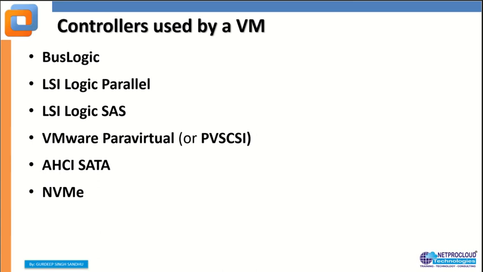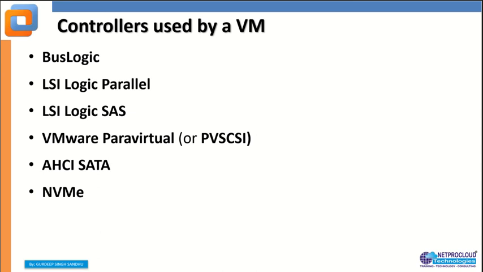Now talking about the third one, LSI Logic SAS. This controller was introduced in vSphere 4.0 and is the evolution of the parallel driver. It works as a SAS virtual controller, used in Windows Server 2008 or newer versions. Now talking about the VMware Paravirtual or PVSCSI. It is a SCSI virtual controller introduced in vSphere 4.0, and it is designed to support very high throughput with minimal processing cost.